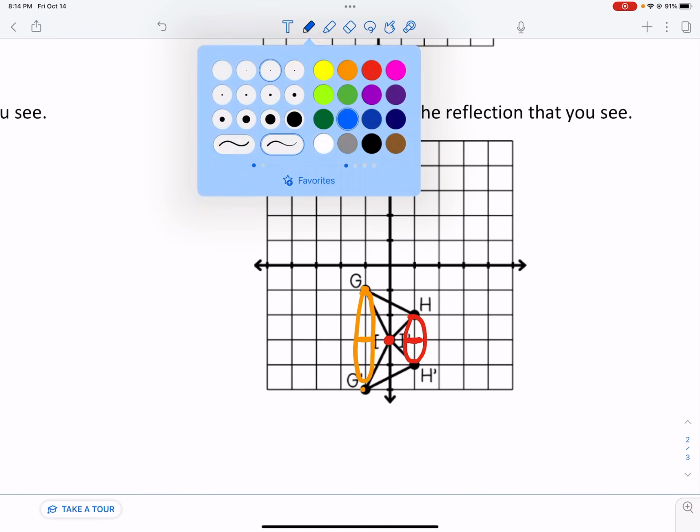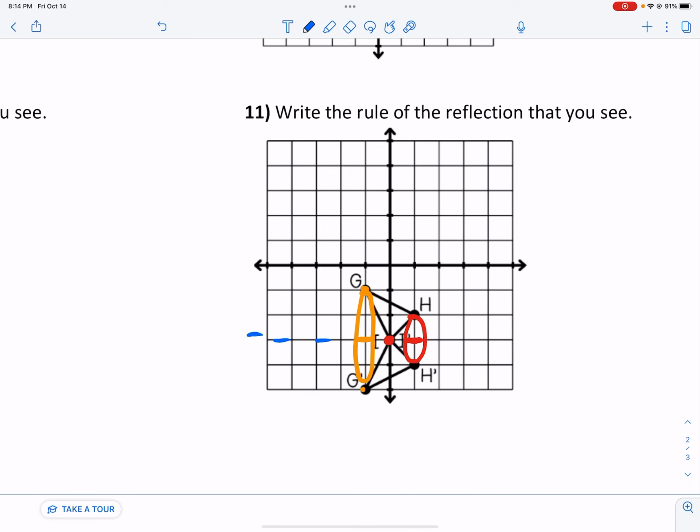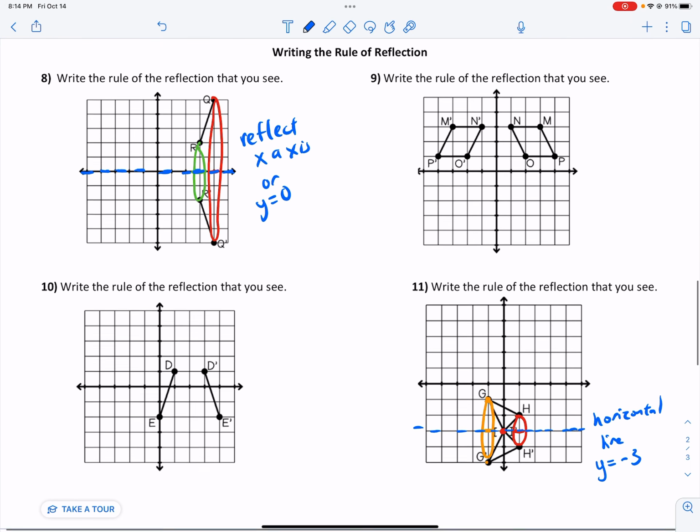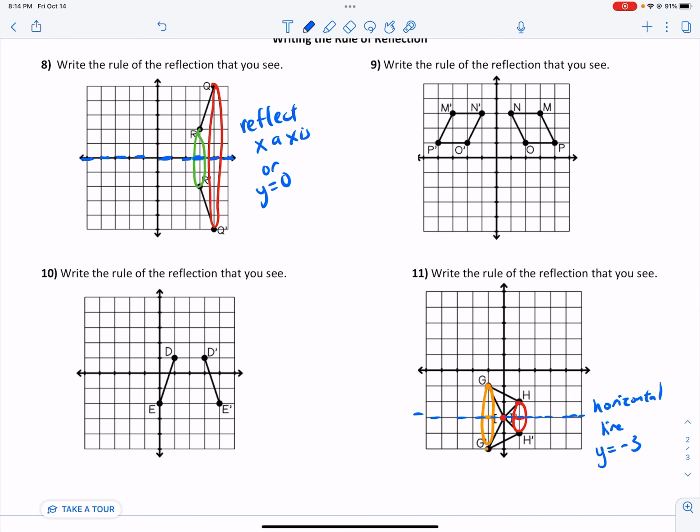So now you're trying to see where the line of reflection is. And since this is a horizontal line, this would be written using the equation y equals, go ahead and tell me what this equation would be? Y equals -3. Good job. All right, go ahead and try number 9 and 10 and check your answers with the ones on the board. Thank you.